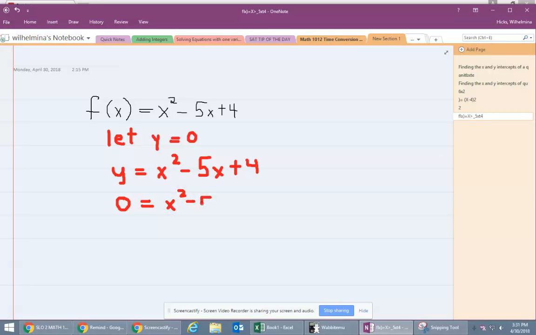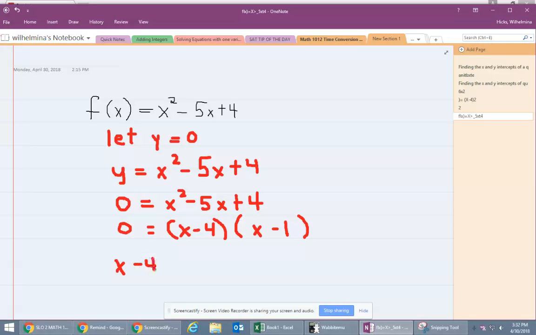Now, like I said in the previous video, we have done this. You just did not realize when you solve these quadratic equations, you're actually finding the x-intercepts. So you could solve this using the quadratic formula, but I think we can factor this trinomial pretty easily. So I'm going to try to factor it. Two numbers that multiply to 4 and add up to -5.